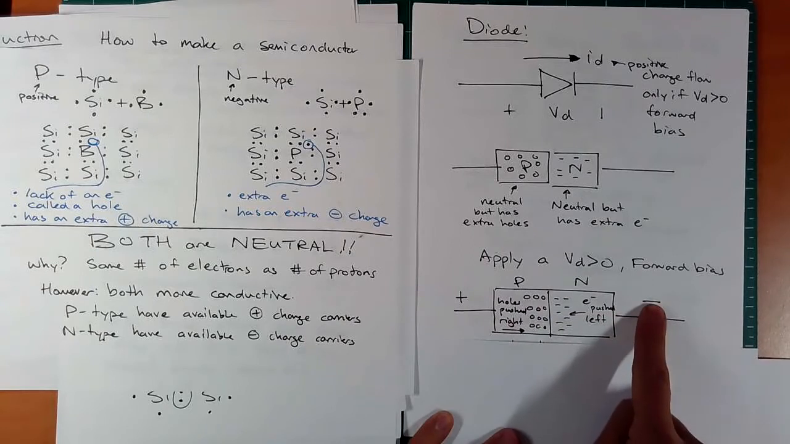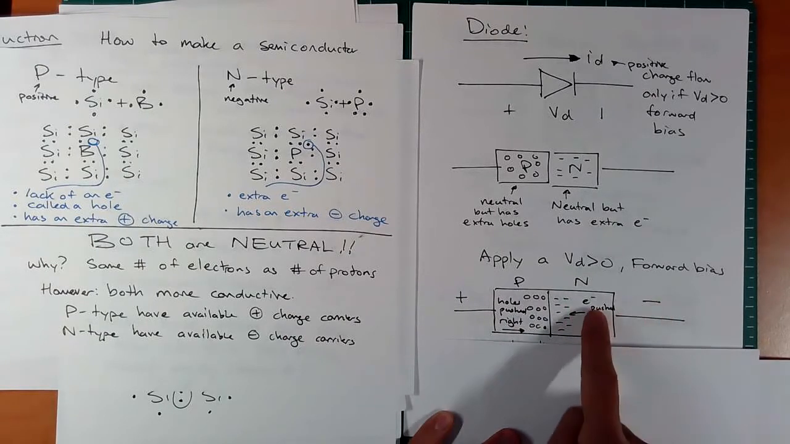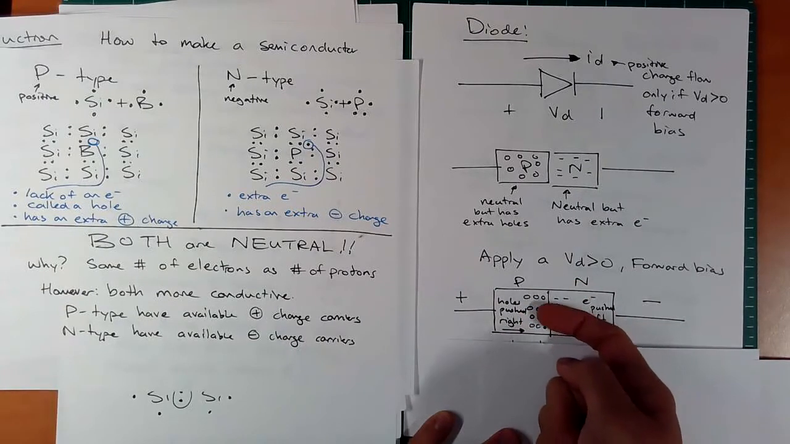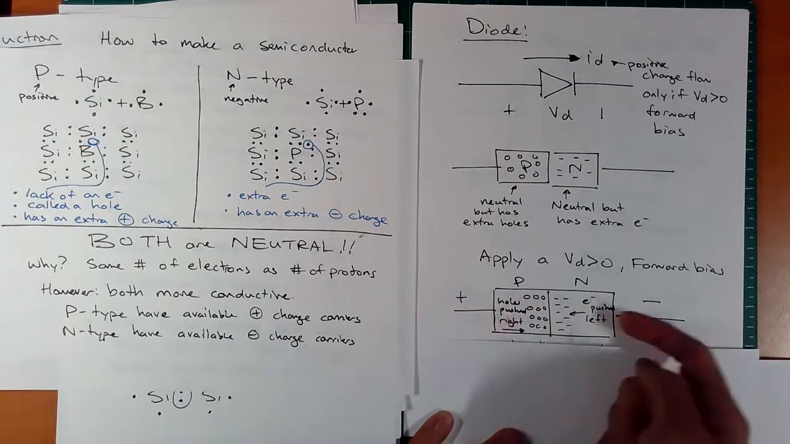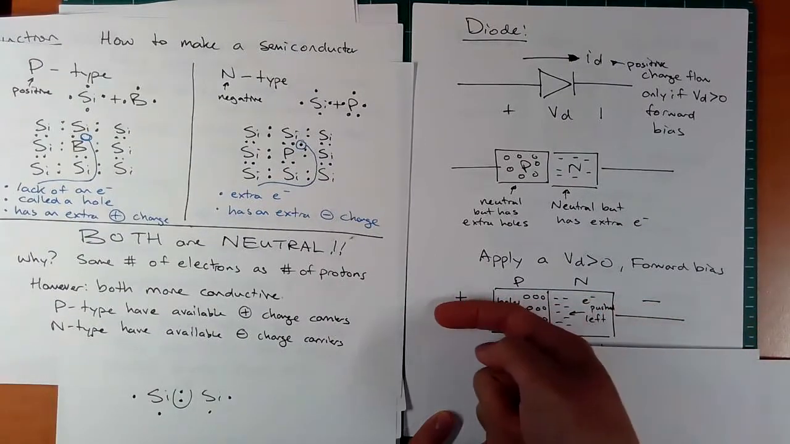You have the negative here, the electrons in here get pushed to the left because negative doesn't like negative, so they get pushed to the left. They see the holes here, jump into the holes, and they keep getting pulled and attracted to the positive. So we get electron flow going from right to left.